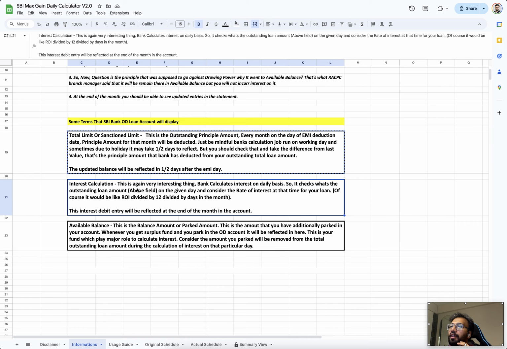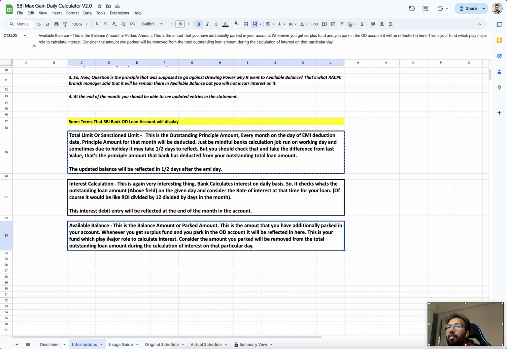Next is the interest calculation, as I mentioned, right? The interest calculation is going to be based on a daily basis. So the bank calculates interest daily, based on how much of the outstanding amount is there every day. If you have parked some amount, that amount would be reduced from your total outstanding for the interest calculation for that particular day. Okay, and the calculation will be done for every day, and then at the end of the month the bank will deduct the interest accordingly, and that debit entry from your OD account will be reflected in your OD bank account statement.